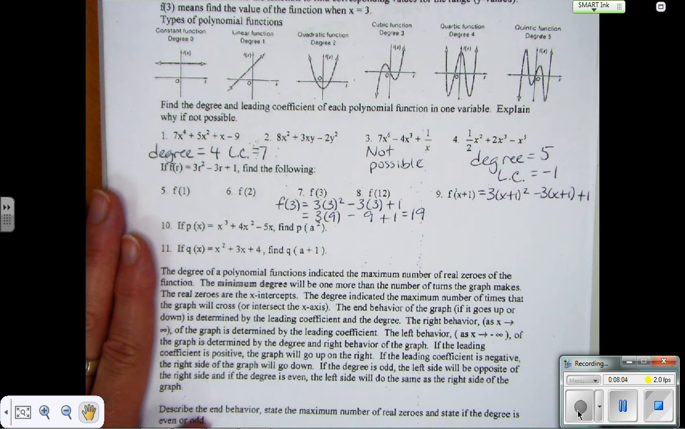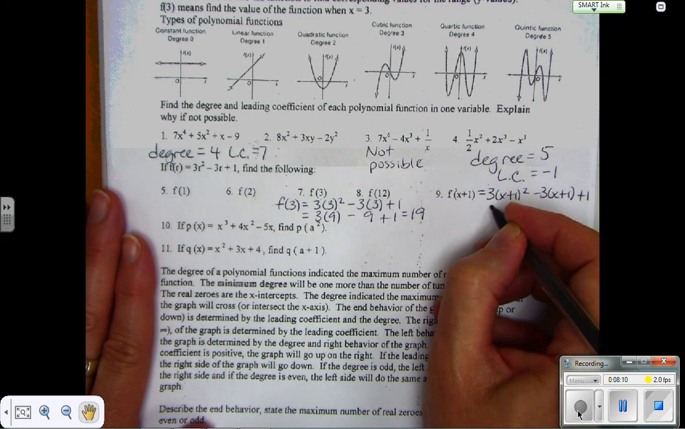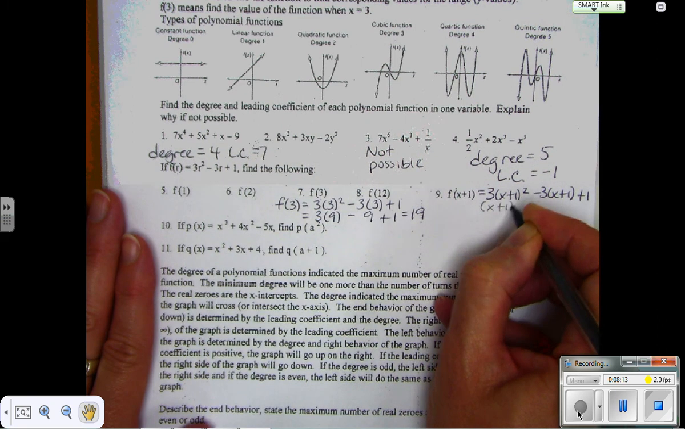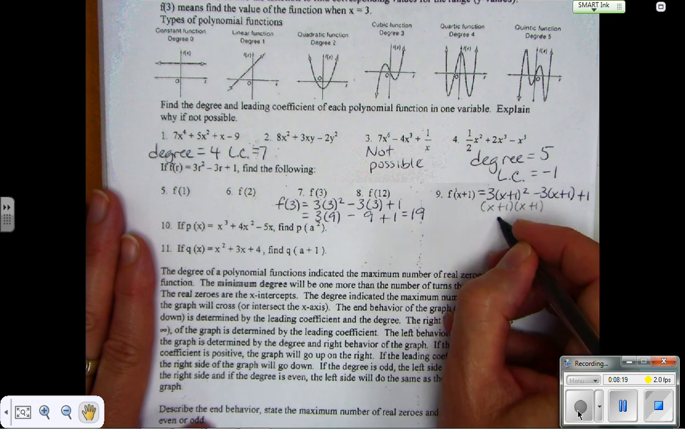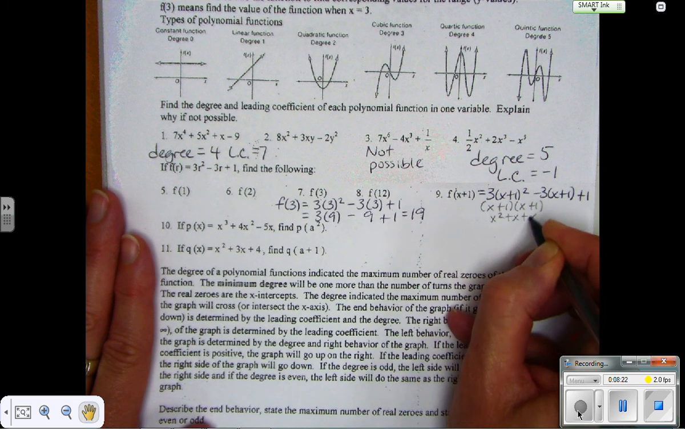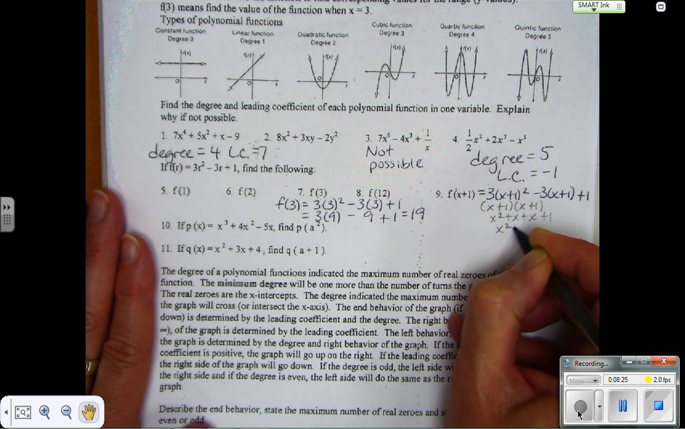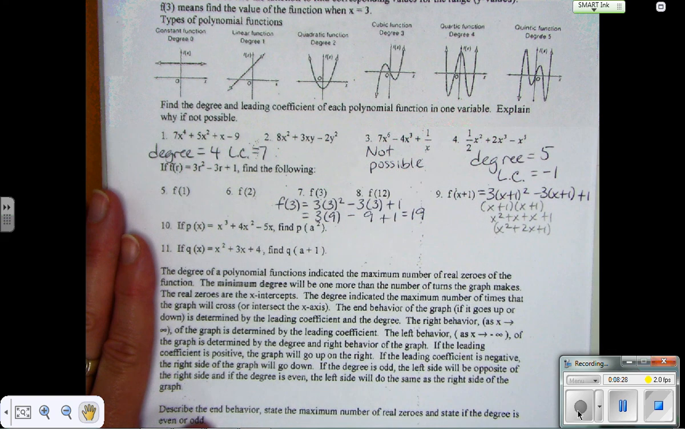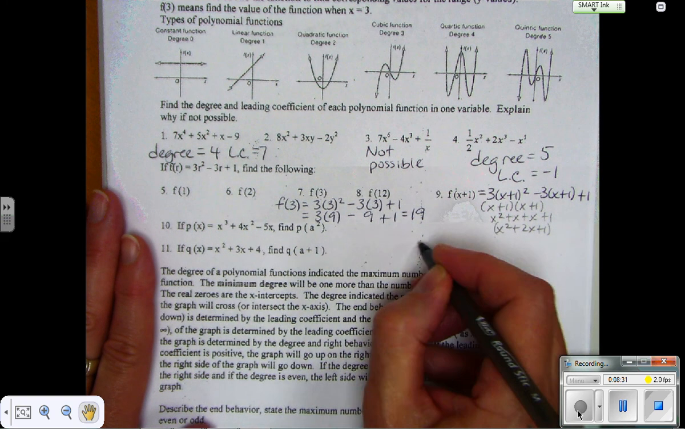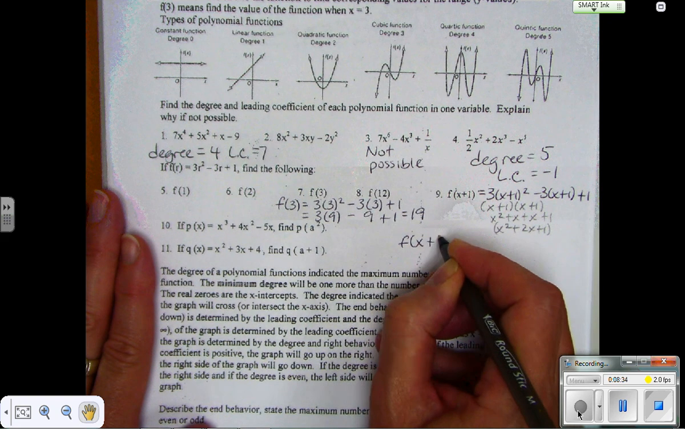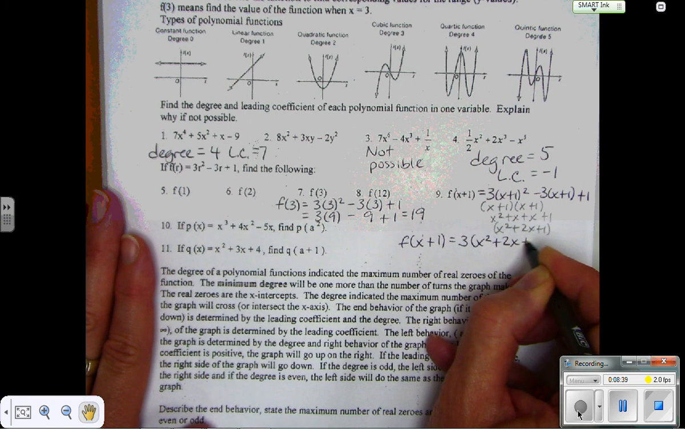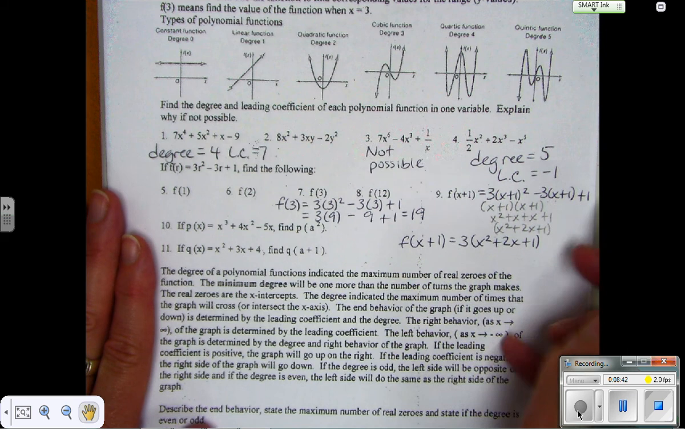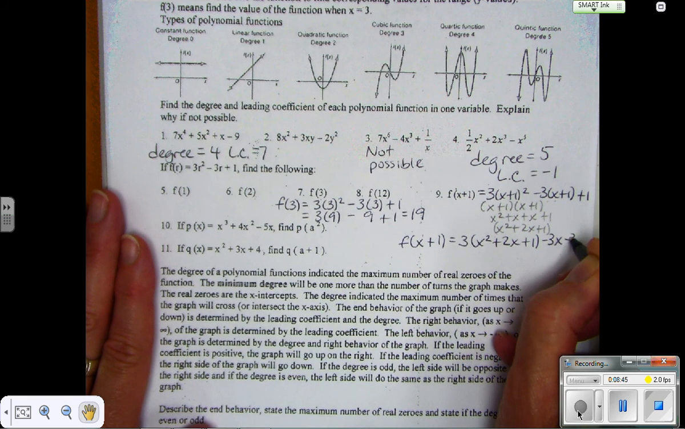Now when you square a binomial, you have to FOIL it. So I'm going to FOIL the binomial and then put it back into the problem. Okay, so when we FOIL these two together, we're going to get x squared plus x plus x plus 1. So x squared plus 2x plus 1 is what it is simplified. So let's put that back into the problem. F of x plus 1 equals 3 times x squared plus 2x plus 1. And I'm going to distribute this -3, so I have -3x minus 3 plus 1.